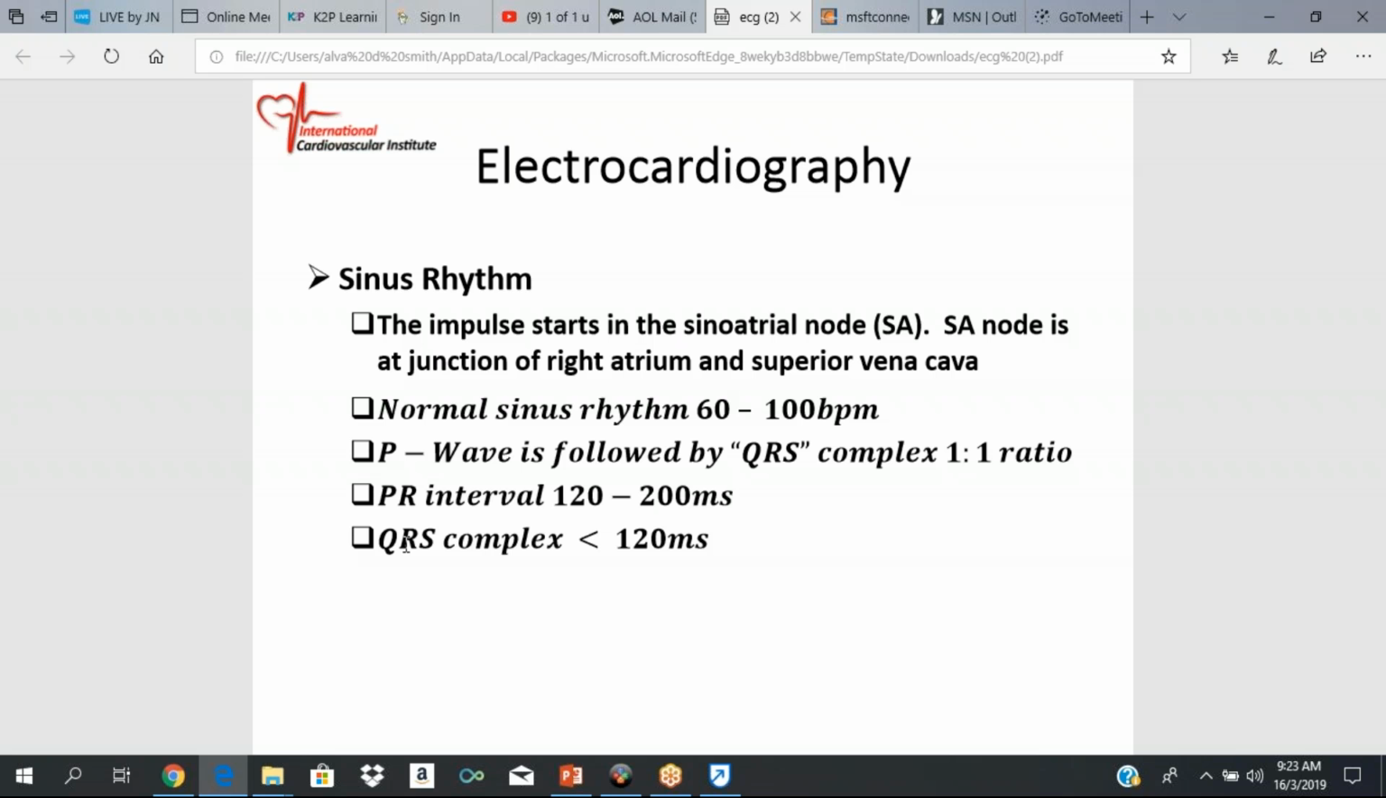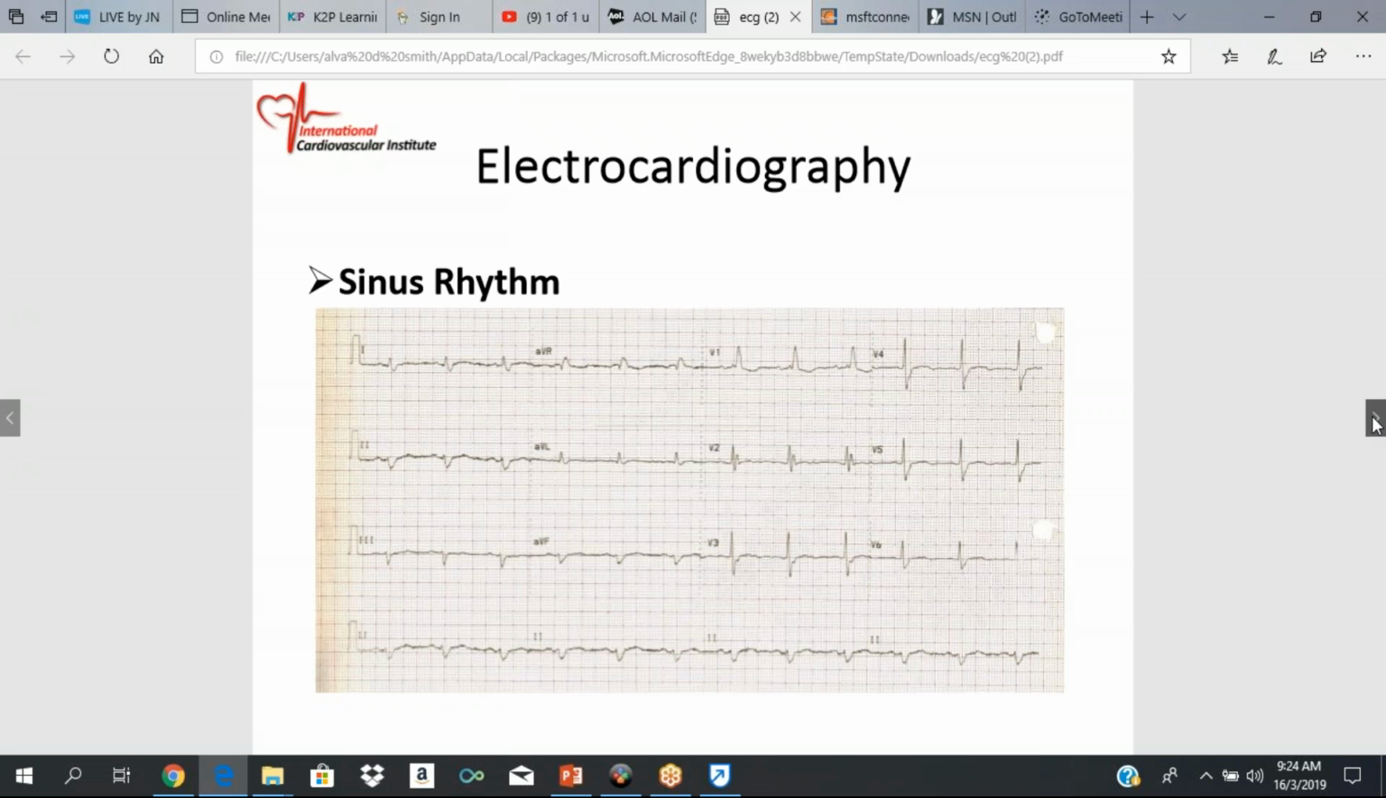Normal sinus rhythm means the heart rate is between 60 and 100 beats per minute. Each P wave is followed by a QRS complex in a 1-to-1 ratio. The PR interval is between 120 and 200 milliseconds. The QRS complex is less than 120 milliseconds. And the final point is the P waves in leads 2, 3, and aVF are upright. So those are all the things you mean when you say normal sinus rhythm.